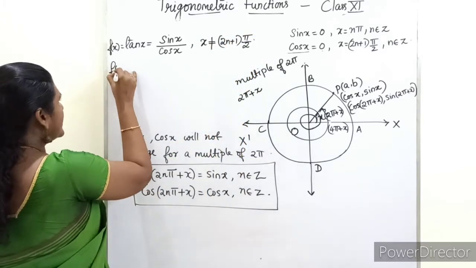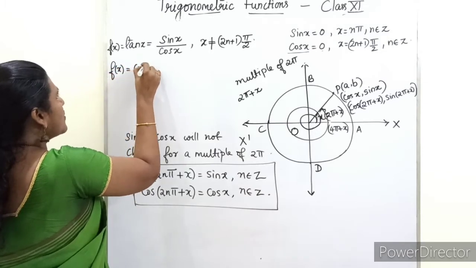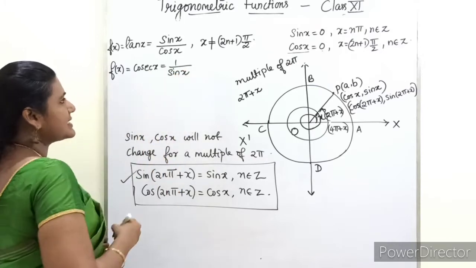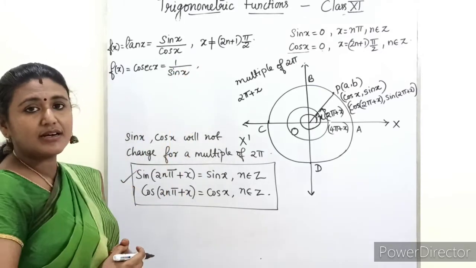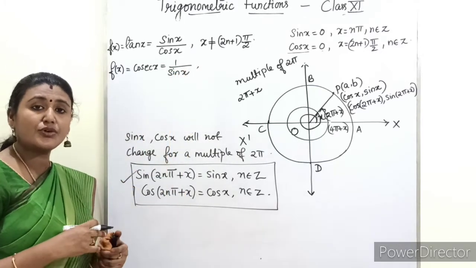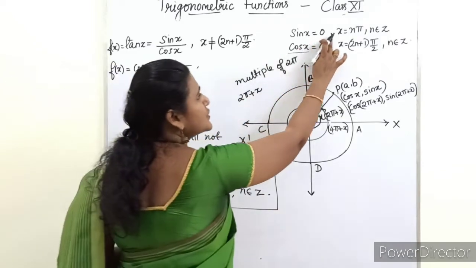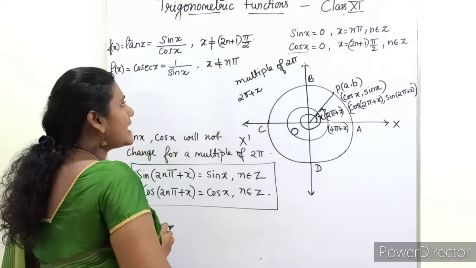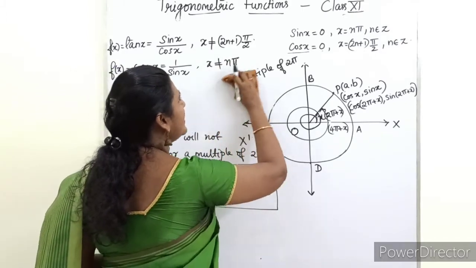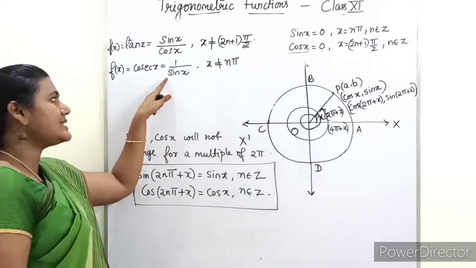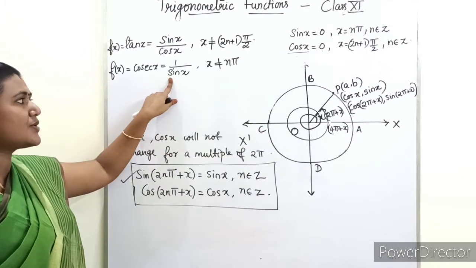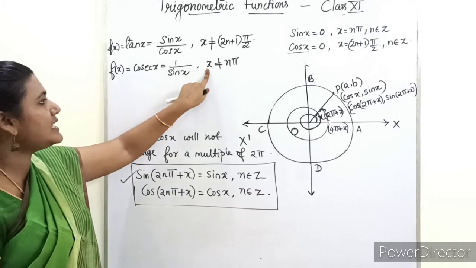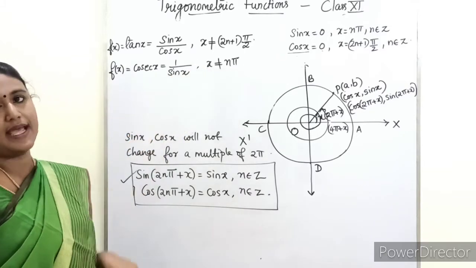Now the next function is cosec x. Cosec x we can write as 1 by sin x. So here the denominator is sin x, and the denominator should not be 0. So x should not be n pi. If x is an integral multiple of pi, the sin value will become 0, that is, the denominator will become 0. So for those values the function is not defined. The condition is x should not be n pi.